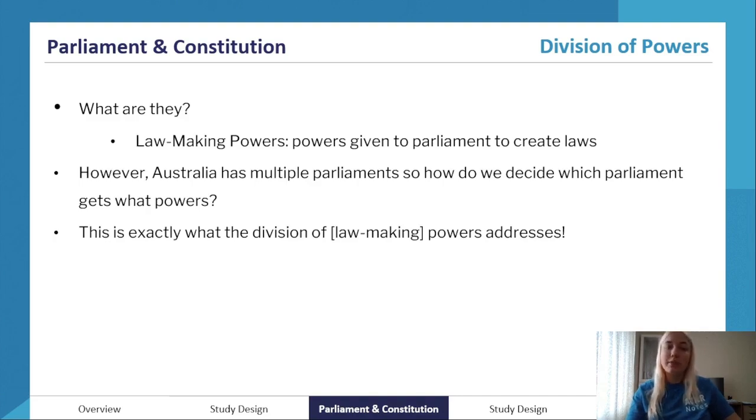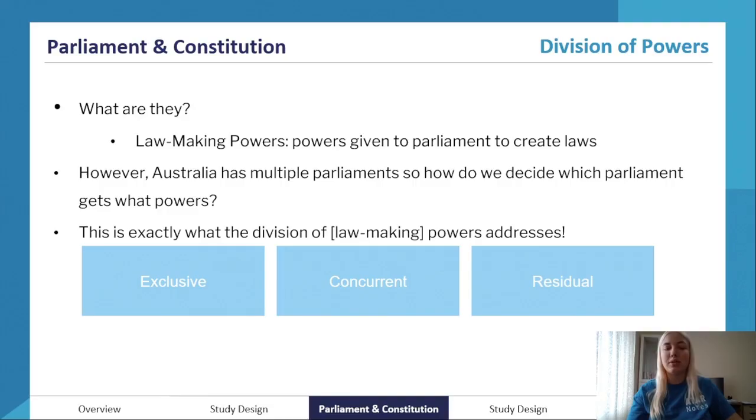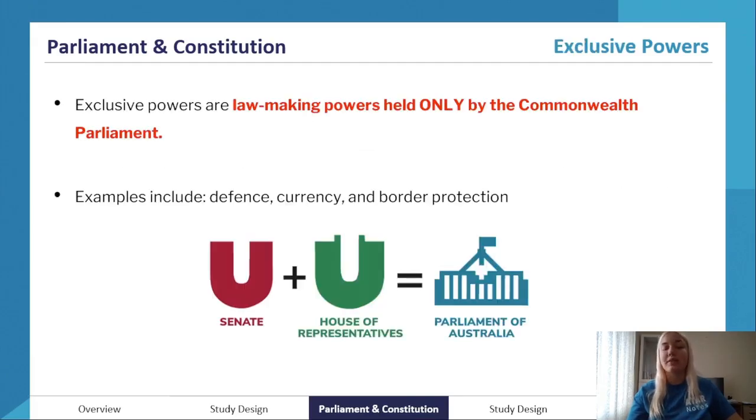Okay, so this is why we must have the division of powers to delegate all the areas in which both the states and the Commonwealth can legislate. So these include exclusive, concurrent, and residual powers. So we need to be able to provide a definition for each and give examples. Okay, so now exclusive powers are the lawmaking powers that are held only by the Commonwealth Parliament. So in these areas, only the Commonwealth can legislate and the states cannot legislate in these areas.